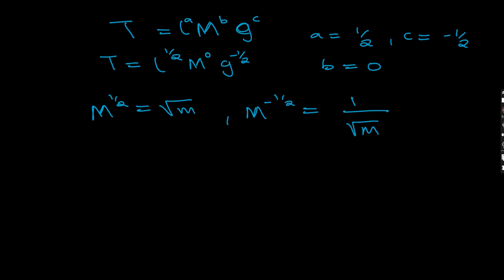That means our period is going to be, since L is raised to the power half, the square root of L there. Then M, any number raised to the power 0 is just 1, so we multiply by 1 there. Then we multiply by G, which in this form is 1 over root of G.